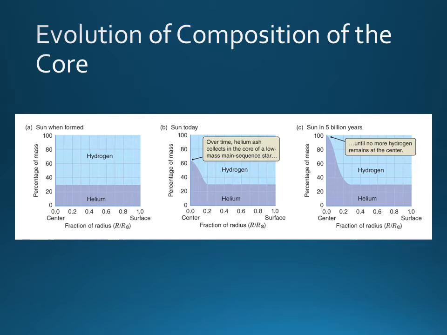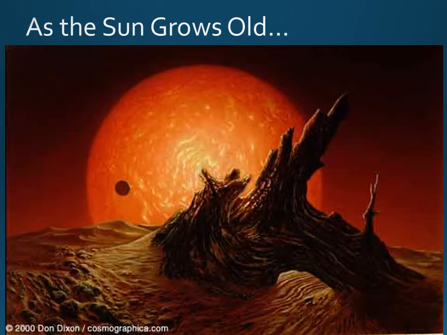In 5 billion years, there will be no more hydrogen at the center and not enough left in the core for fusion to continue. At that point, the sun will run out of hydrogen and leave the main sequence. The time it takes to use all the star's hydrogen depends on its mass. Now we'll look at what happens when the sun grows old.